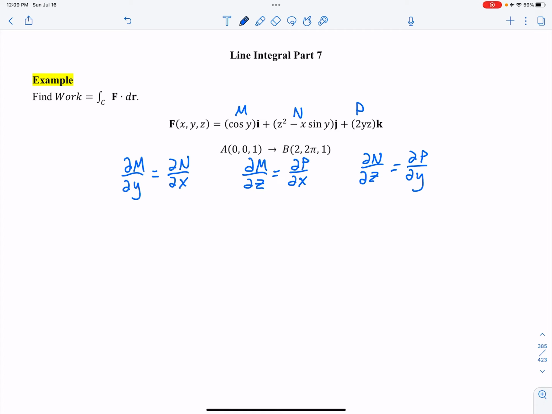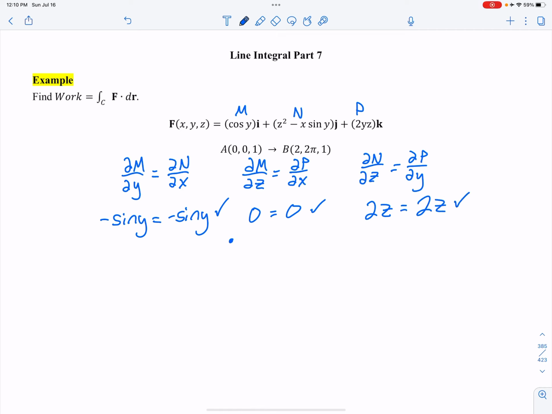M with Y is negative sine Y. N with X is negative sine Y, so we're good there. Okay, M with respect to Z, it's a 0. P with respect to X is a 0, so we're good there. N with respect to Z gets me a 2Z. P with respect to Y, the Y just goes away to get a 2Z. Therefore, F is conservative. So we can use the method in this section.